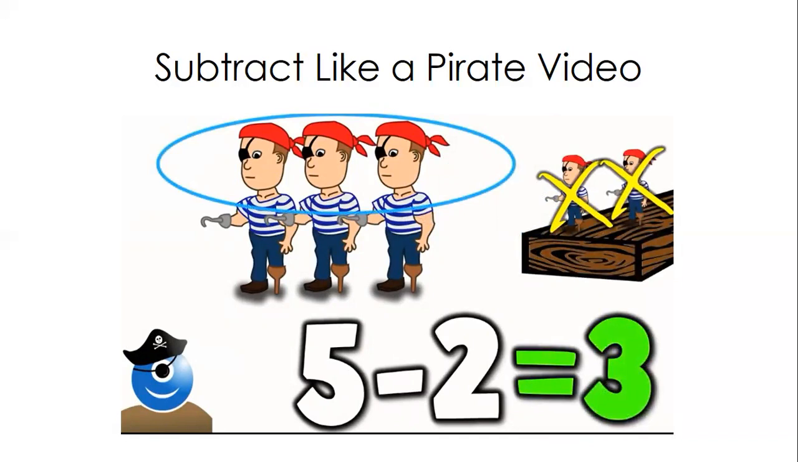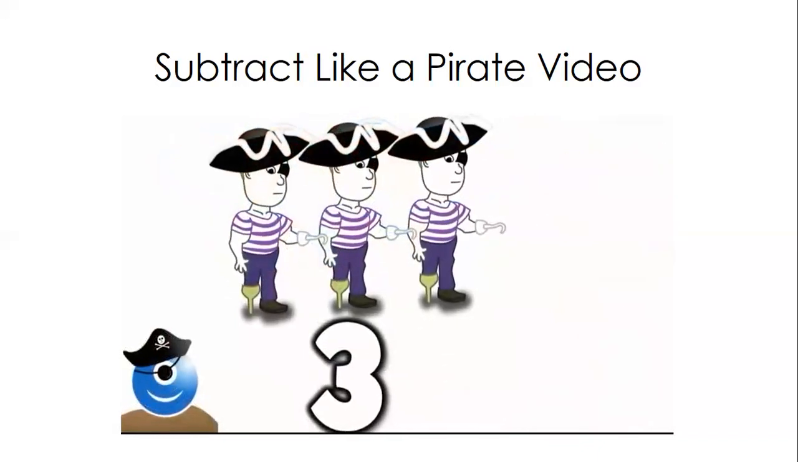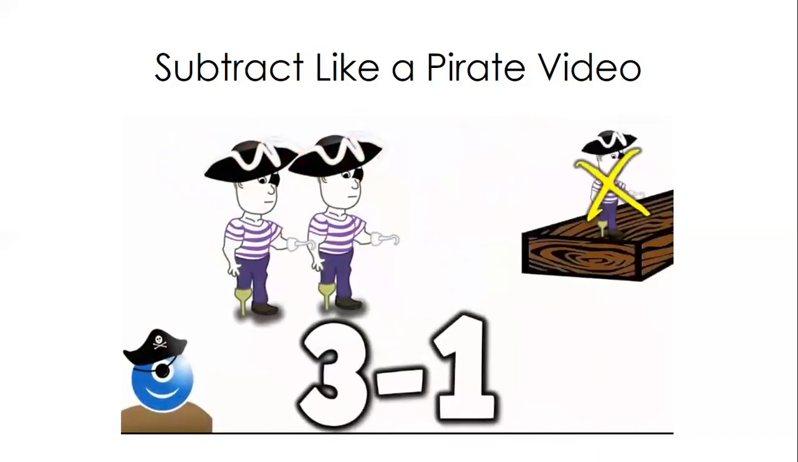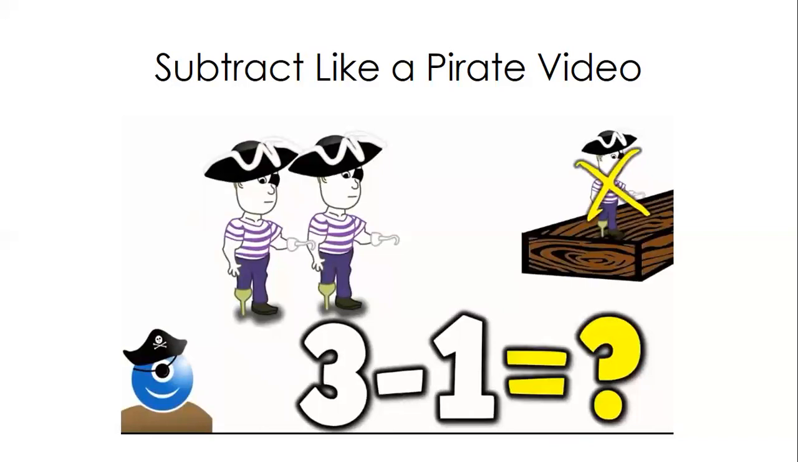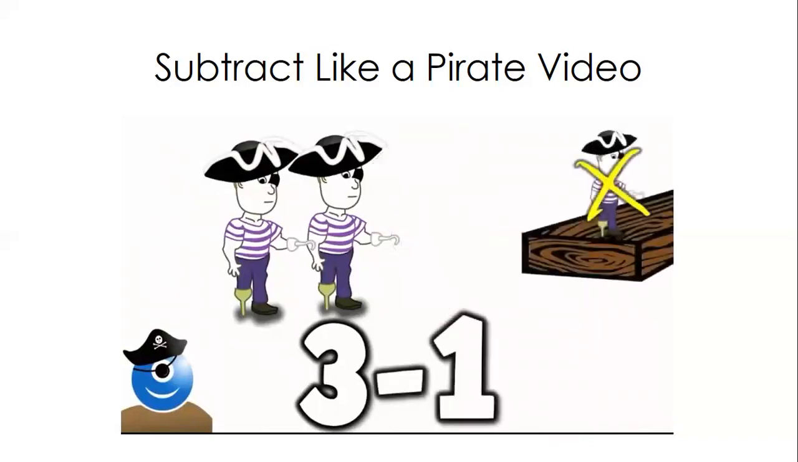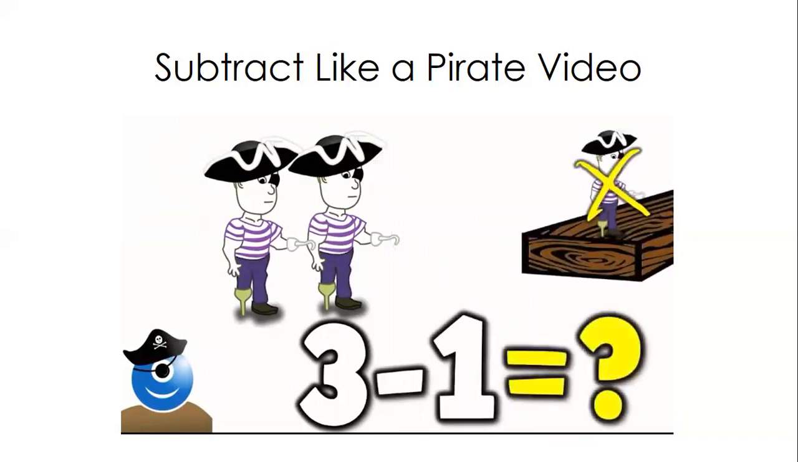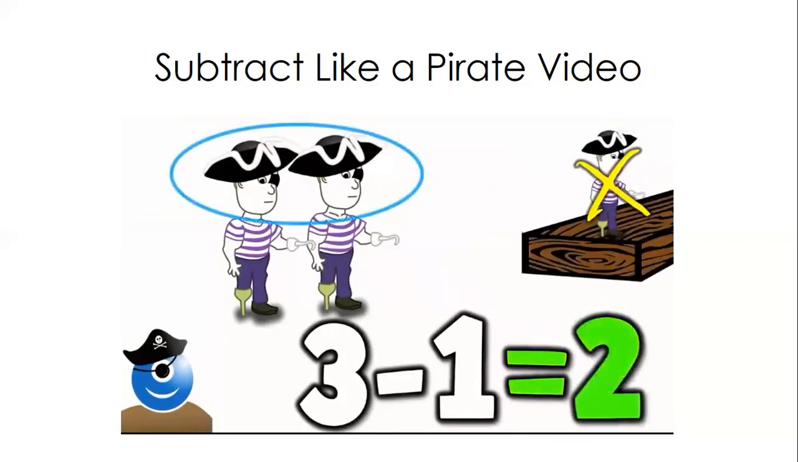All right, it's time for a new story. One day, I had 3 pirate helpers. I got rid of one swashbuckling helper and made him walk the plank. How many pirate helpers did I have left? Let's see. 3 minus 1 equals 2. I had 2 helpers left.